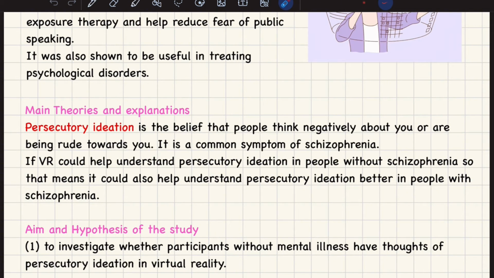But for schizophrenia, this is a common symptom. So it happens very commonly. A schizophrenic person will have persecutory thoughts nearly all the time.